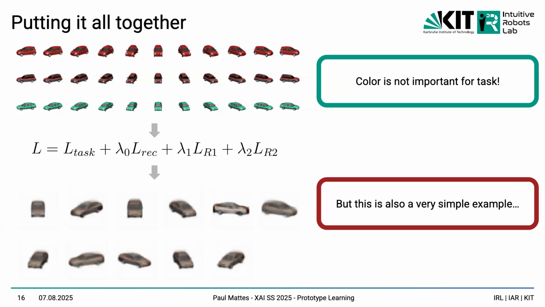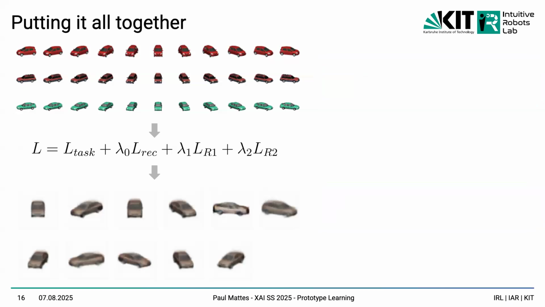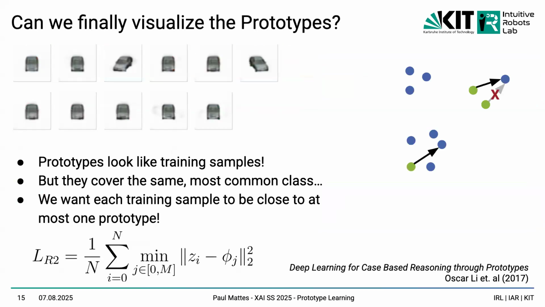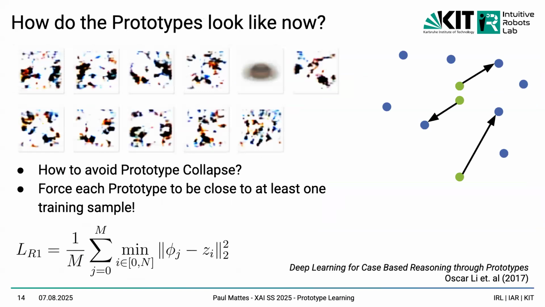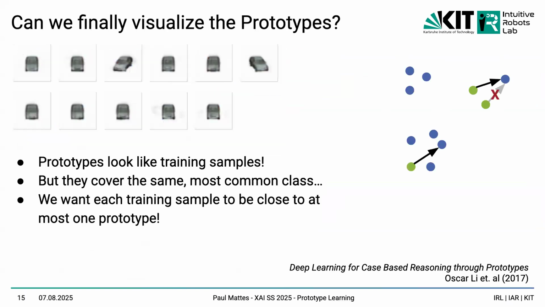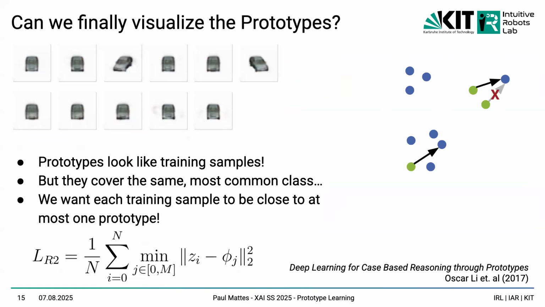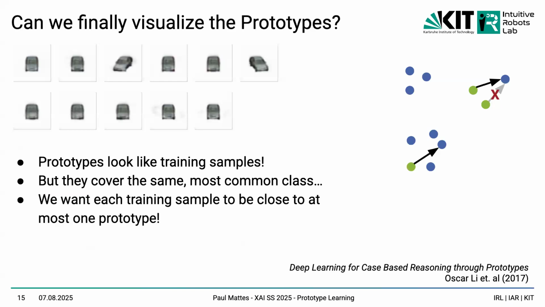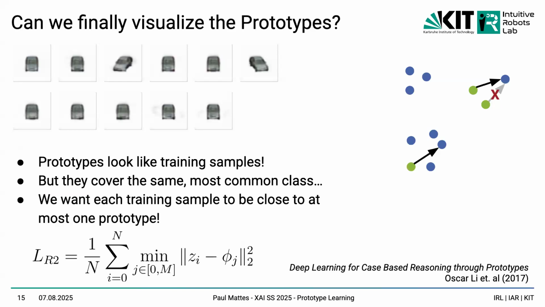Can you explain how the R2 loss enforces that there should be at most one prototype per sample? Because it just minimizes the distance between samples and prototypes. Yes, let me have a look for the other loss. Is it the same loss? But the other one, I think, goes over J, which is the prototypes, and the other one goes over the index I, which is the samples. But apart from this, it's the same equation. Okay, then let me rephrase the sentence. It's not at most one prototype, but at least one prototype.